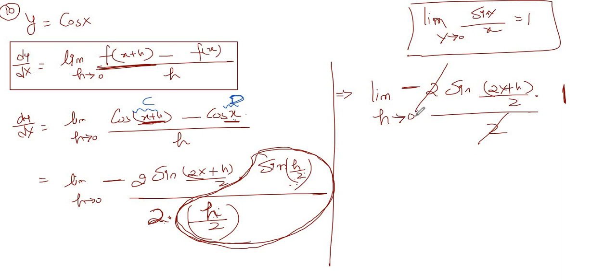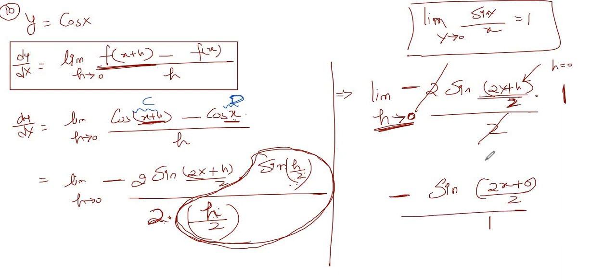Okay. And I can put the limit now. h is 0. So I can put here h is 0. Let me see, minus sin of (2x plus 0 by 2). This one is 2 divided by 1, because this 2 and 2 cancel. So what I am getting is minus sin of, okay, 2x plus 0 is 2x only. Can I write 2x plus 0 is 2x only? And 2 and 2 cancel. So this is minus of sin x.